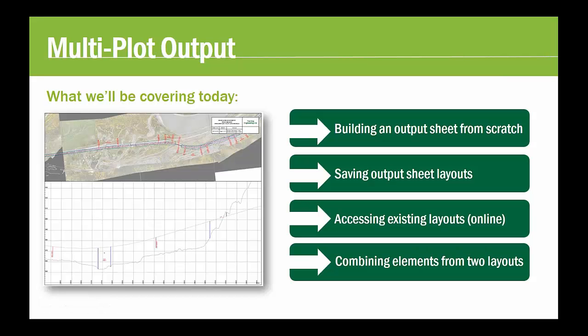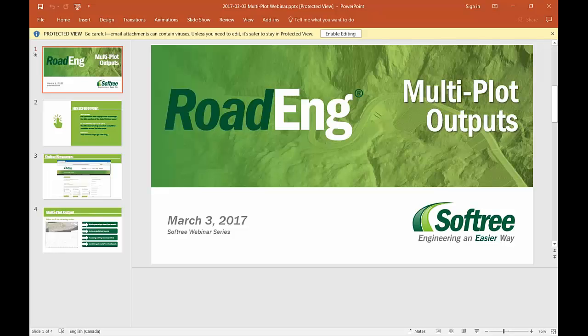The sequence of what I'm going to be doing is I'm going to be starting to build an output sheet from scratch, saving your output sheets to screen layouts, and then accessing existing screen layouts from online like I just showed you in the last screen. I'm going to go to that online page and show you how to download those screen layouts. And then I'm going to show you how to merge two screen layouts together, to combine screen layouts. And now we can start with our demonstration.